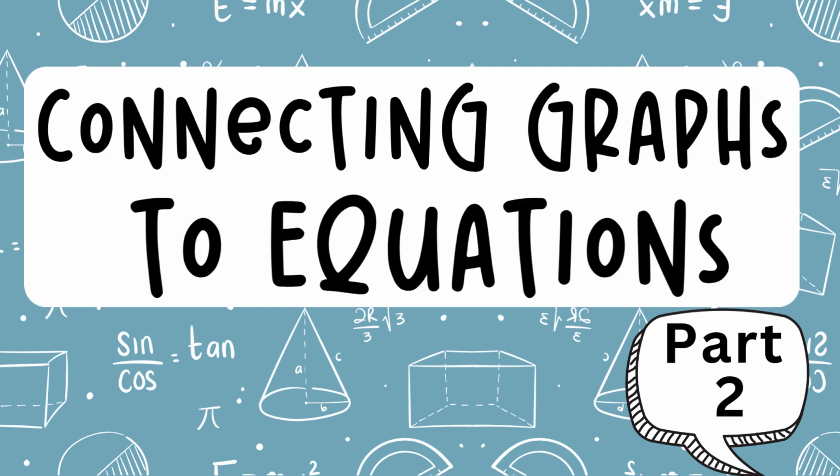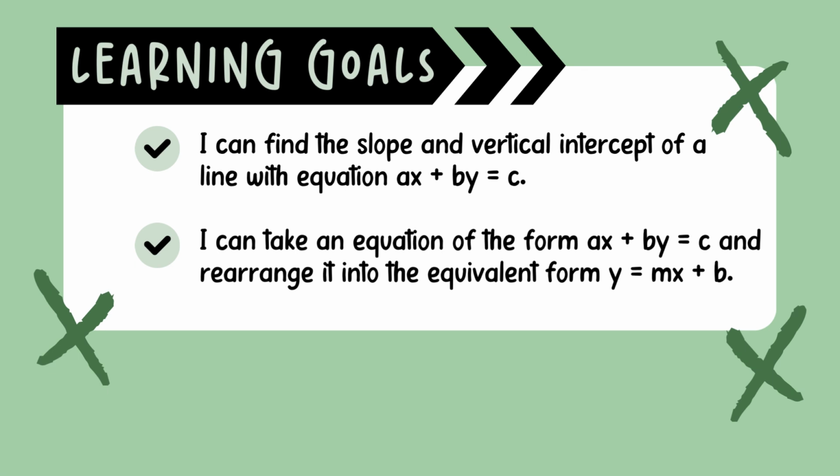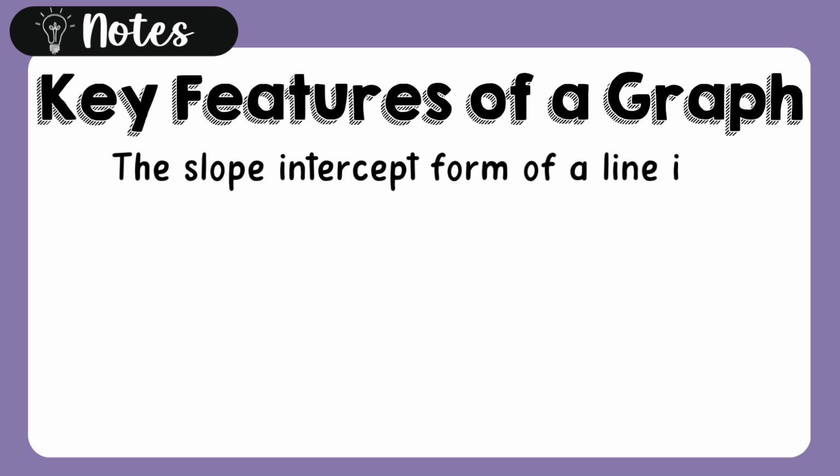Connecting graphs to equations, part 2. Today you'll learn how to find the slope and vertical intercept of a line with an equation of ax plus by equals c. You'll also learn how to take an equation in standard form and rearrange it to form an equivalent slope-intercept form. The slope-intercept form of a line is y equals mx plus b.